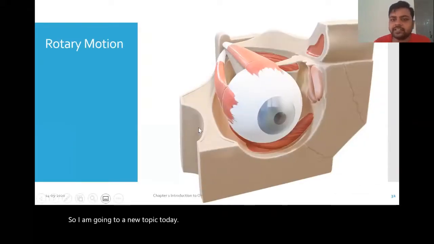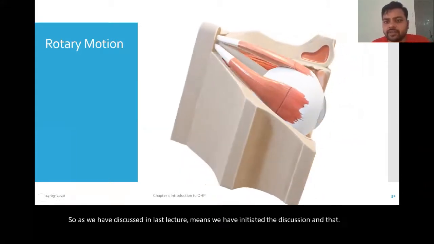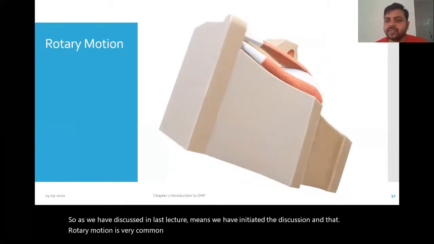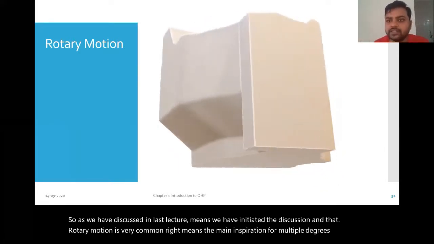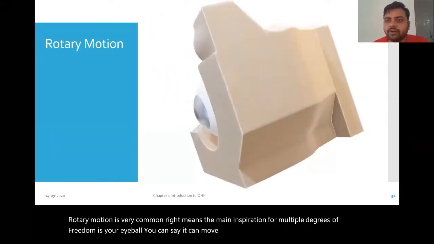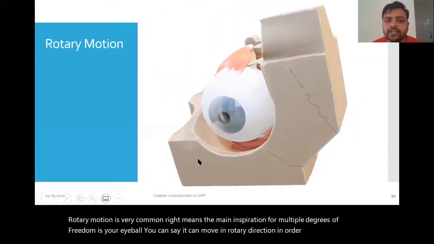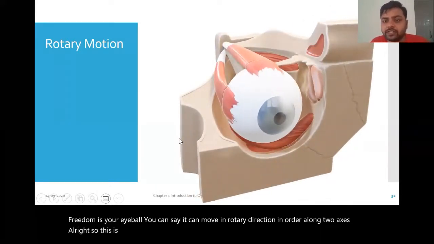As we have discussed in the last lecture, we initiated the discussion, and you know that rotary motion is very common, right? The main inspiration for multiple degrees of freedom is your eyeball. You can say it can move in rotary direction along two axes. All right, so this is one of the motions that we usually observe.